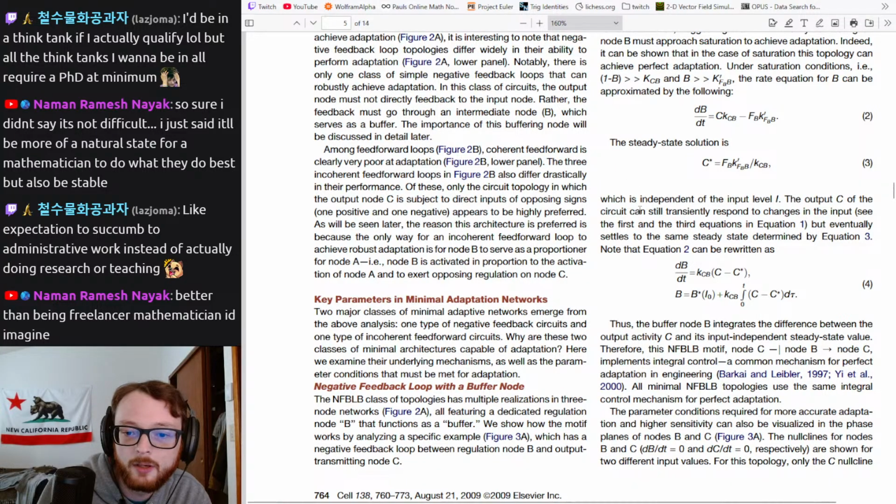Equation 2 can be written as... Sure. Oh, integrating. Yeah, sure.